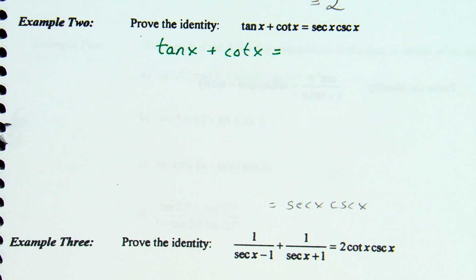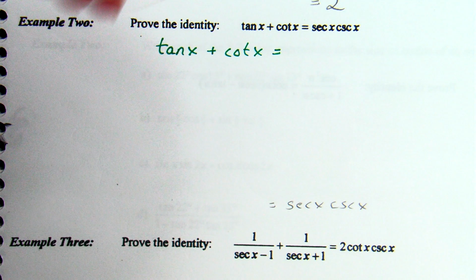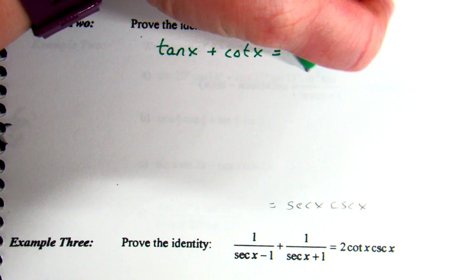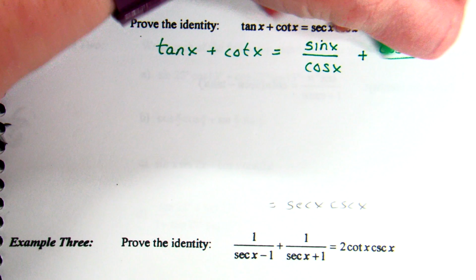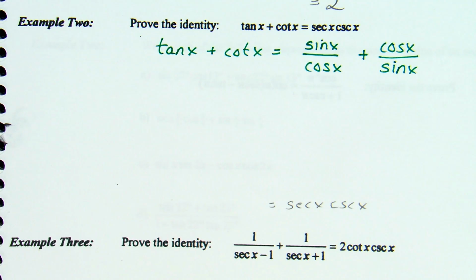Okay? So, Hansa mentioned quotient identity. Basically, that means changing everything to sine and cosine. Was that one of our 5 suggestions? Change everything to sine and cosine. So, tangent can be rewritten as sine x over cosine x, plus cotangent x can be rewritten as cosine x over sine x. That sounds familiar, right?